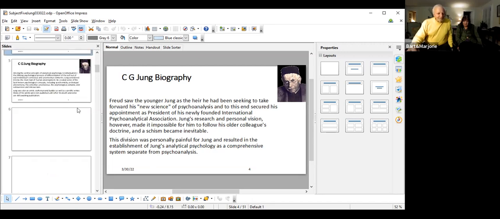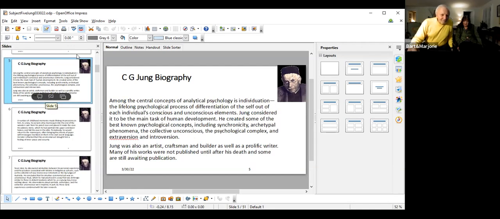Okay. So then that takes us to this. I wish I could figure out how to get this thing to go. Nope, it won't go. So the key thing, the concept that Jung developed in his analytical psychology is this notion of individuation, which is the lifelong process of differentiating of the self out of each individual's conscious and unconscious elements. So Jung considered this to be the main task of human development, and he created some of the best known concepts, including synchronicity, archetypal phenomena, the collective unconscious, the psychological complex, and this notion of extroversion and introversion.